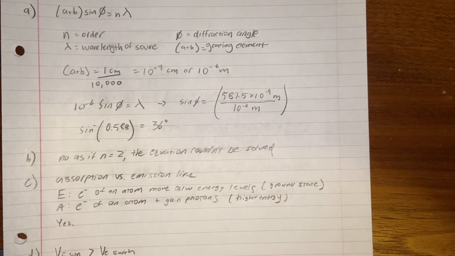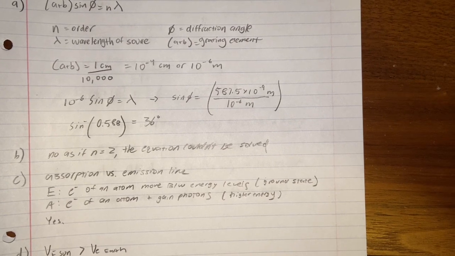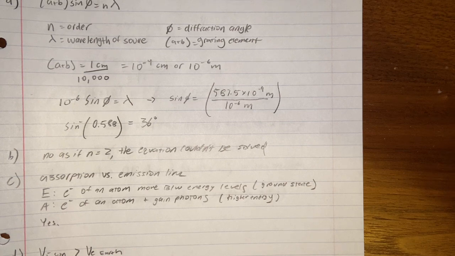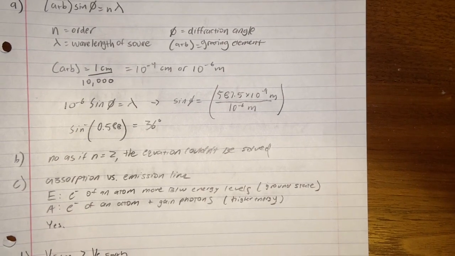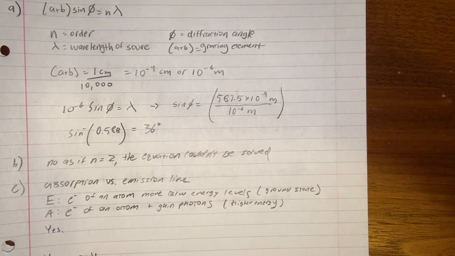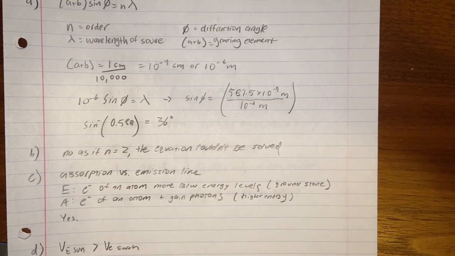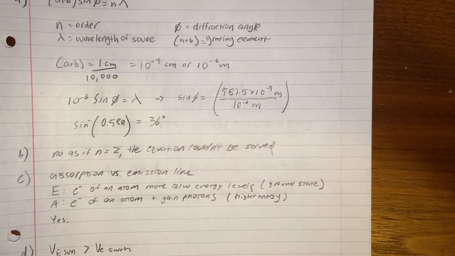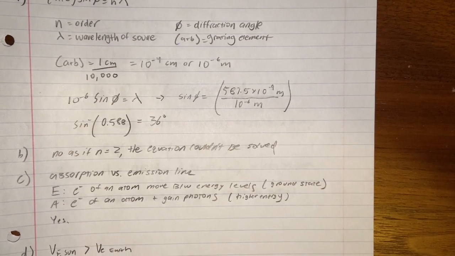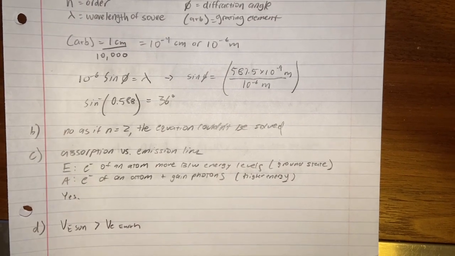And now the problem asks to explain the difference between an absorption line and an emission line, and whether or not they can be observed at the same point. An emission line involves electrons of typically an excited atom moving between energy levels and returning to the ground state. In an absorption line, electrons of an atom gain photons, thus increasing their energy levels. And they could, in fact, be observed at the same point.